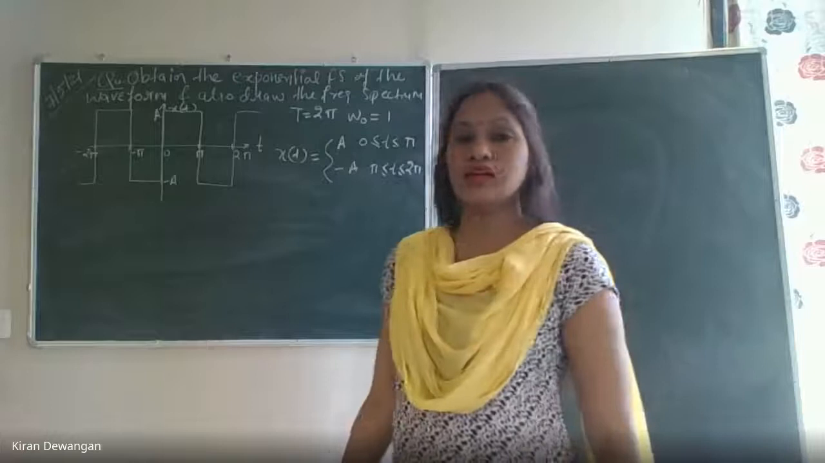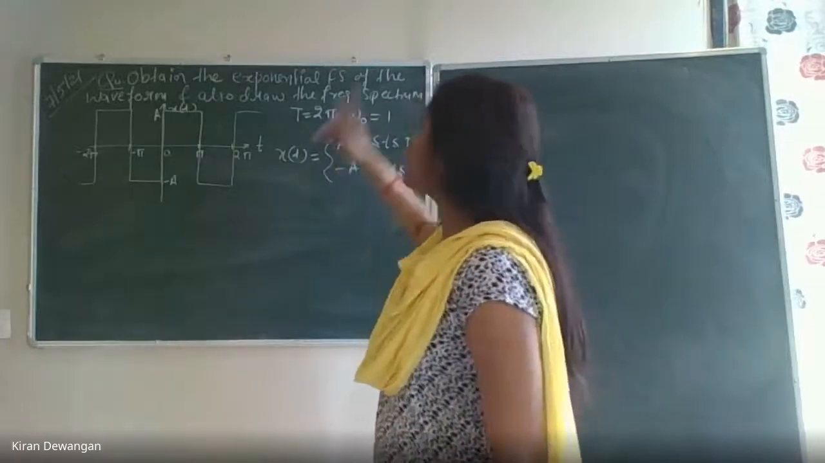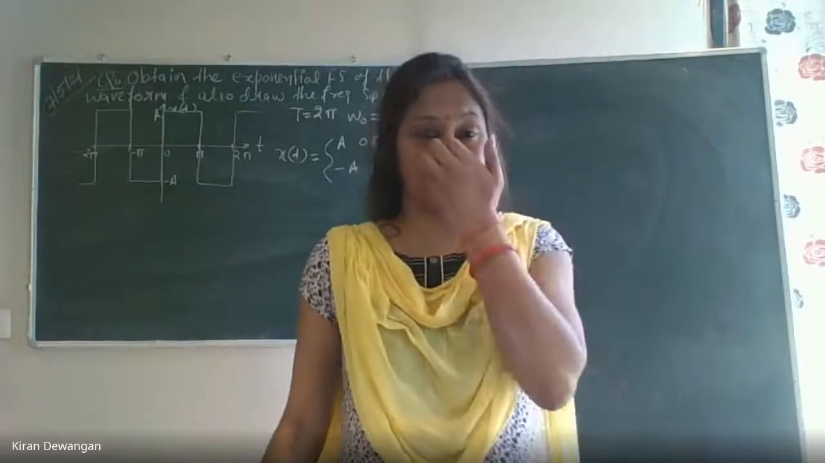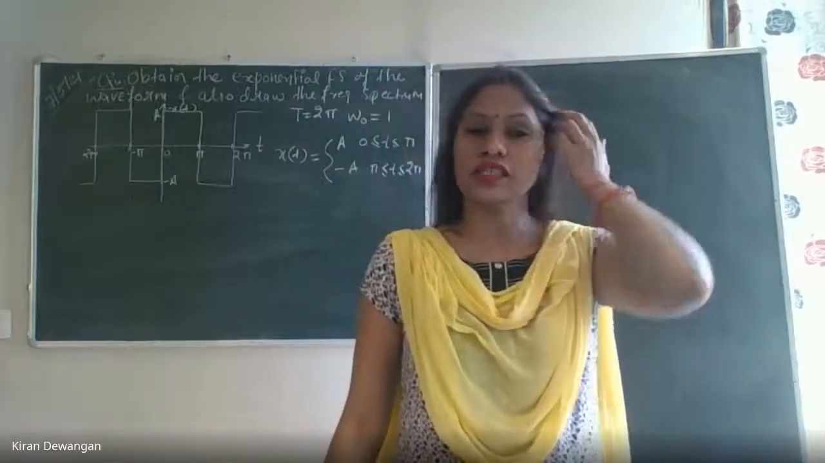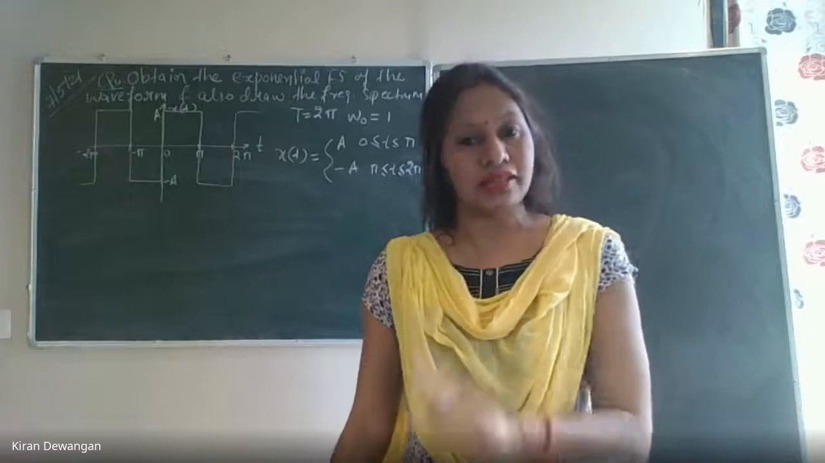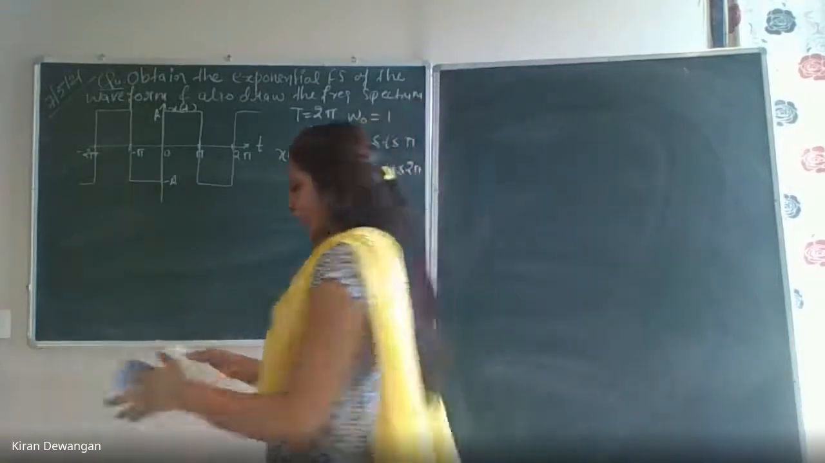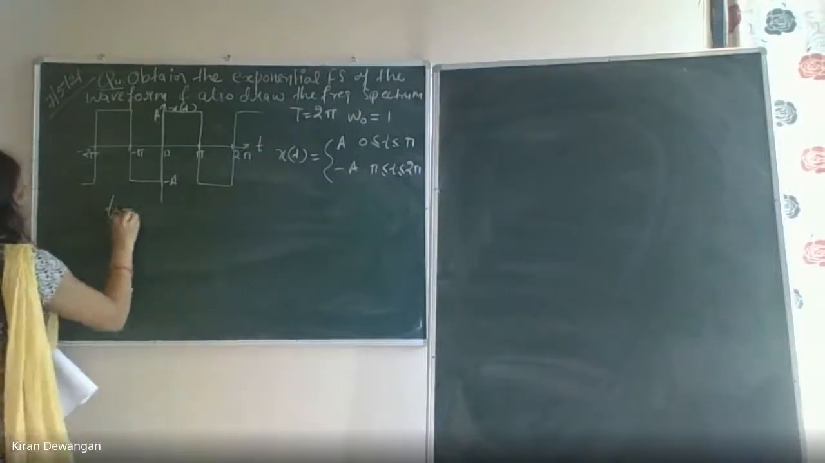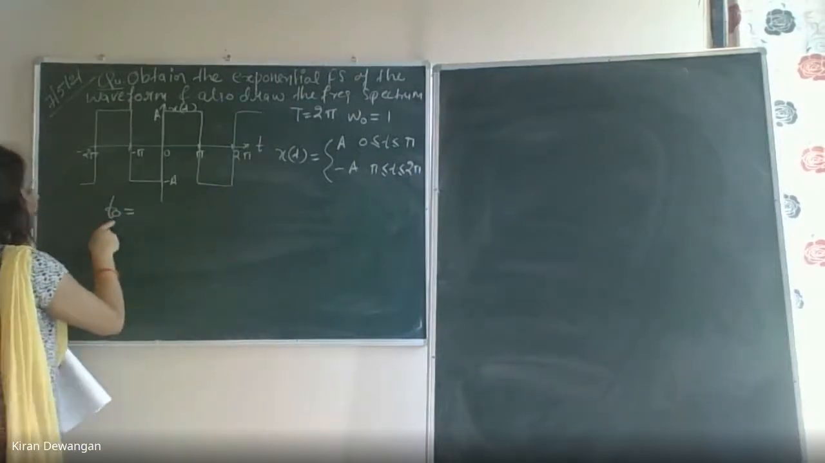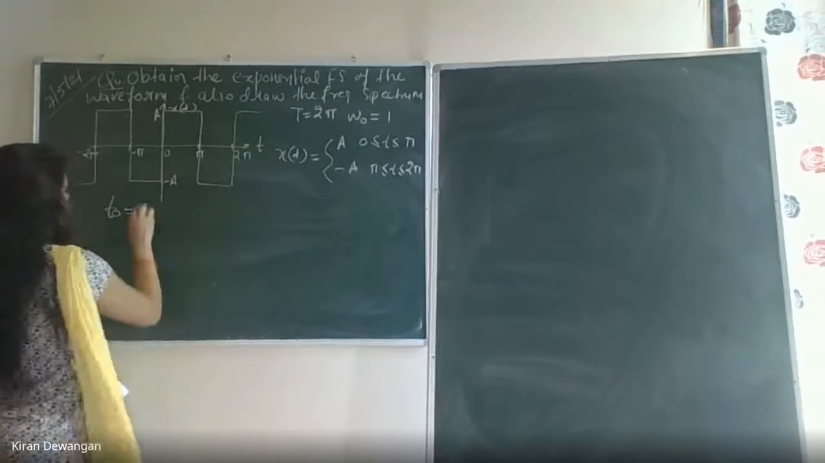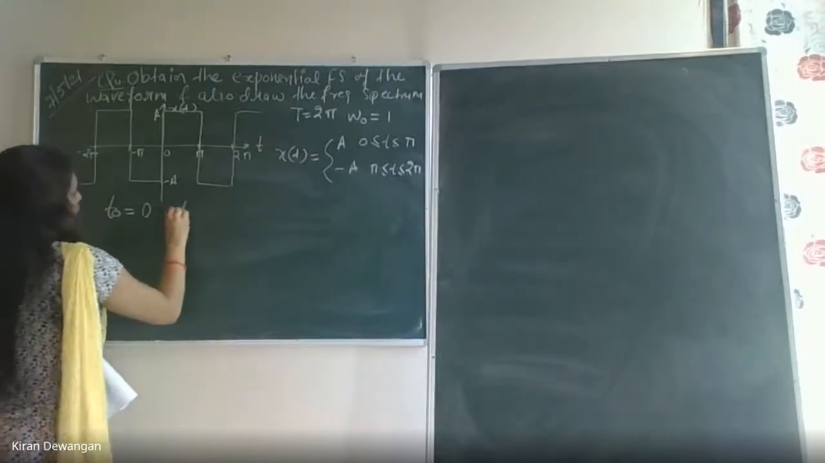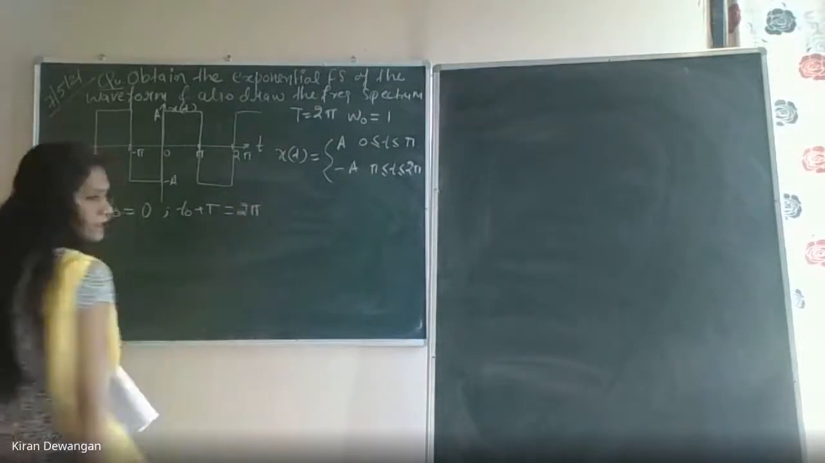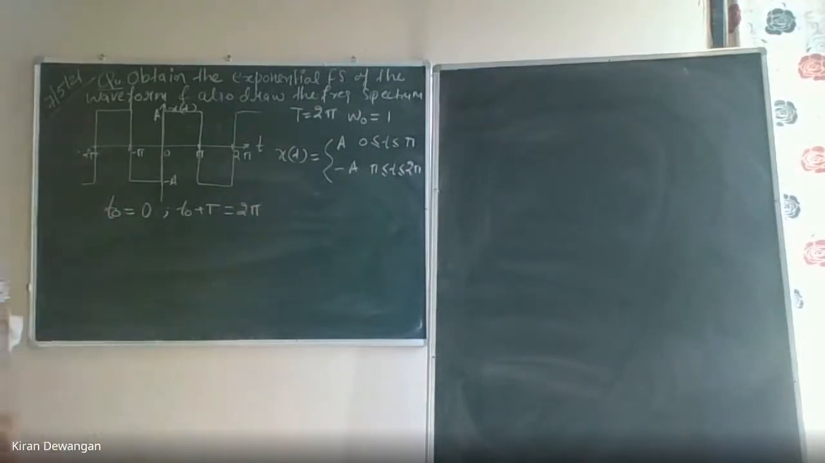What we are asked is to obtain the exponential Fourier series. In the exponential Fourier series, the coefficients are C0 and Cn. We should know the formulas of C0 and Cn also. Here the limits of integration are T0 equal to 0 and T0 plus T, which will clearly be 2 pi.